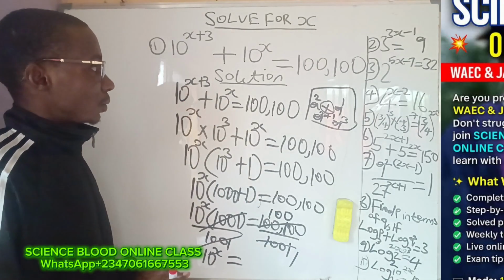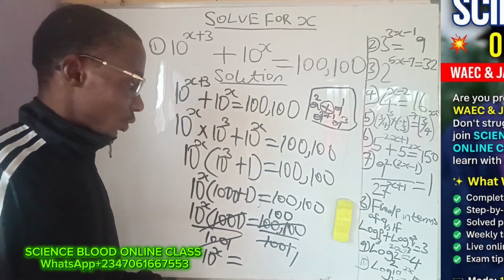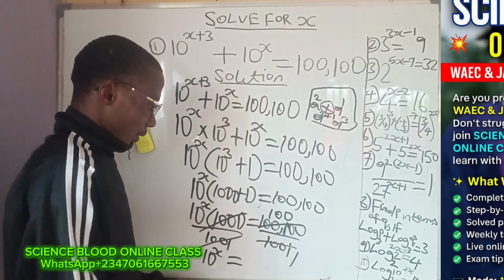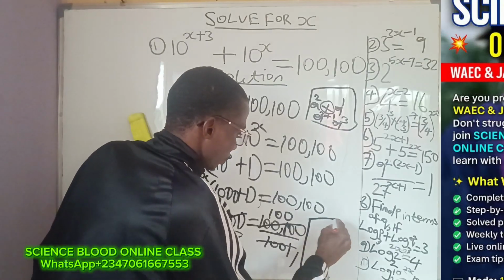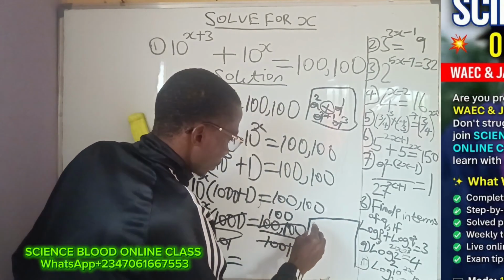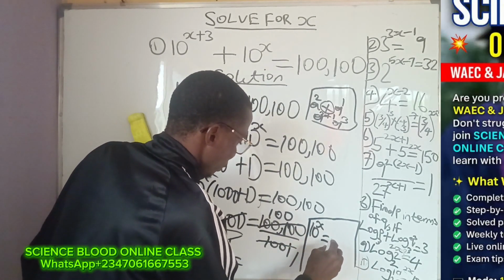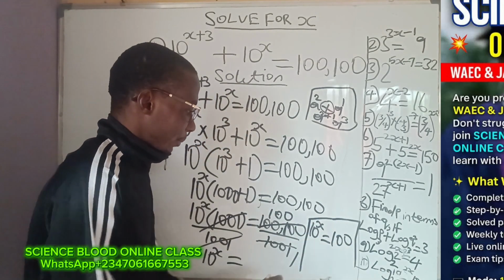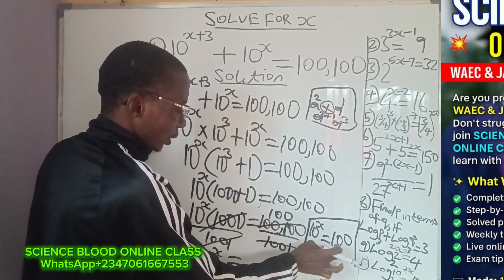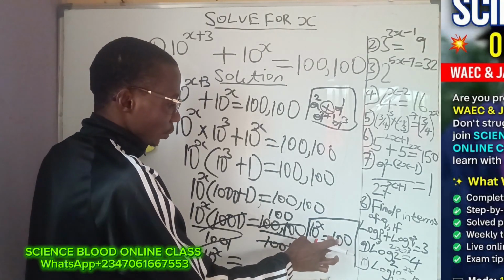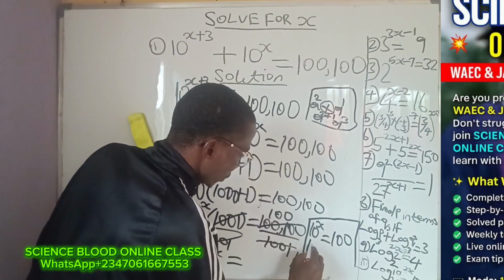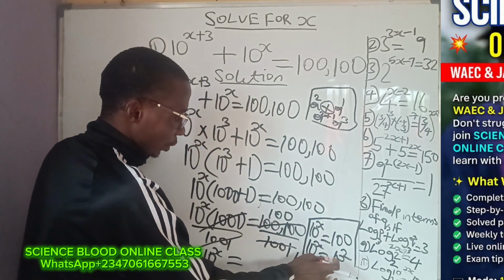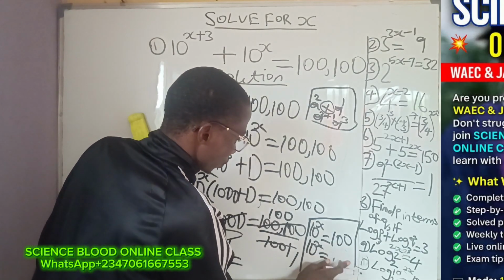Let's clean up some space upward so that we can continue our solution. Okay, let's continue. We are left with 10 to the power of x is equal to 100. Try to get an equal base by changing this 100 to its initial form, which gives us 10 to the power of x is equal to 10 to the power of 2. Let me write it well.